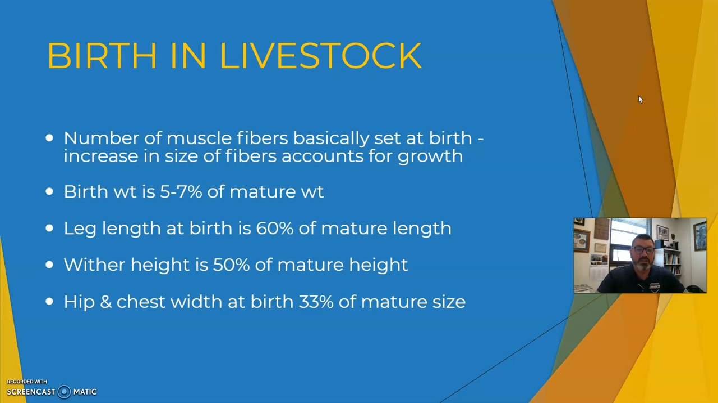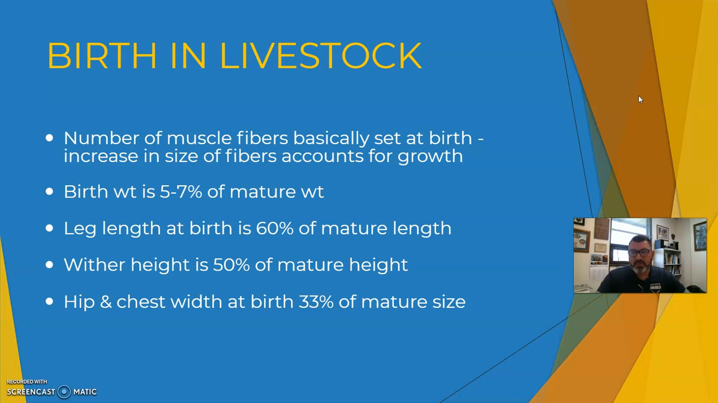Now we can increase the size of those fibers and the total mass of those fibers, and that's what accounts for growth, and that's how an animal does in fact grow. But birth weight is about 5 to 7% of an actual animal's mature weight. And the same thing with length, they're about 60% of their mature length. So when you put it in that context, we say an animal grows a lot, which they do, but they're actually much farther along than we expect them to be.